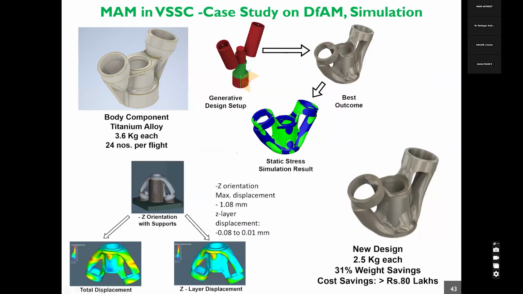So similarly, we have optimized or redesigned the titanium alloy component as shown here. There are 24 such components in each flight. So we could redesign this component, and from 3.6 kilograms, we could bring down the mass to around 2.5 kilograms, which has directly translated into a cost savings of 80 lakhs per flight.